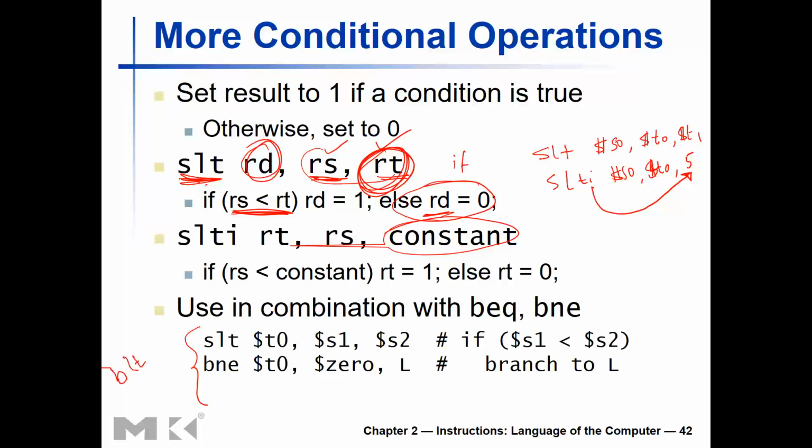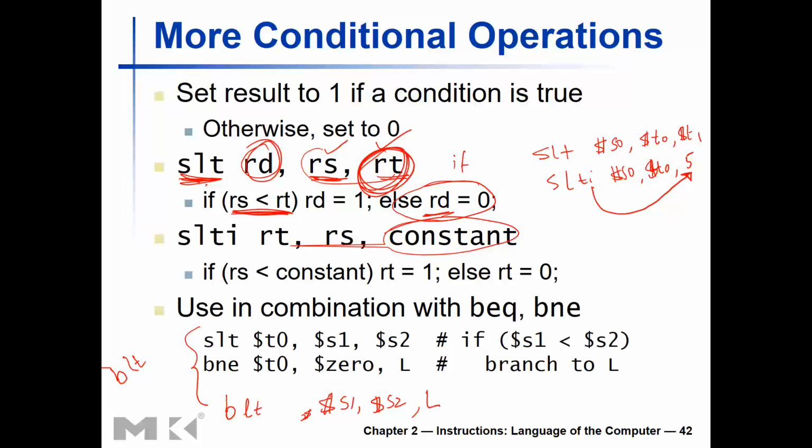What do we mean by branch if less than? Well, what if I want an instruction where I compare two registers, S1 and S2, and if S1 is less than S2, I want to branch to label L?